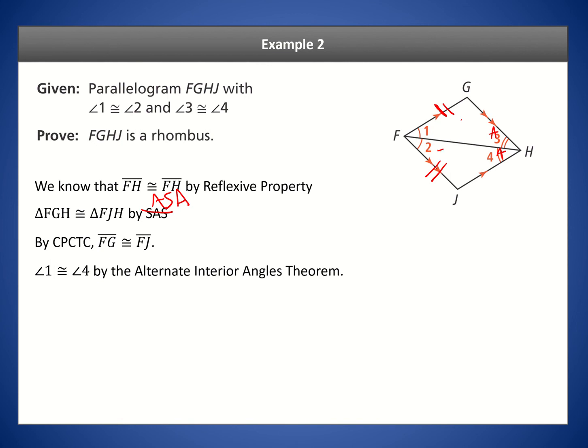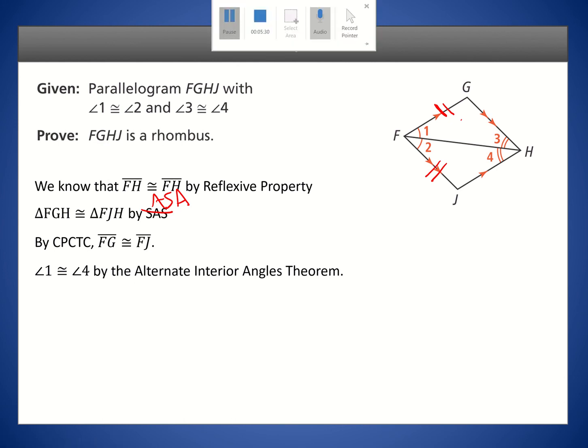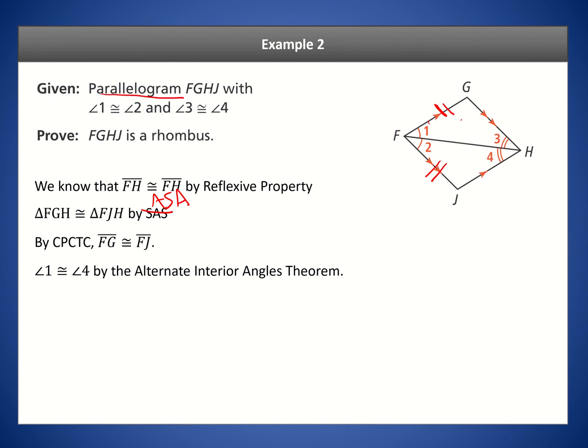Okay, so now that we know those triangles are true, we know that piece of information. We also know that angle 1 is congruent to angle 4 because they're alternate interior angles. Remember that we want to prove that this is parallel. But we do know that in this case, since this is a parallelogram, we're given that this is a parallelogram, we know that these are parallel.